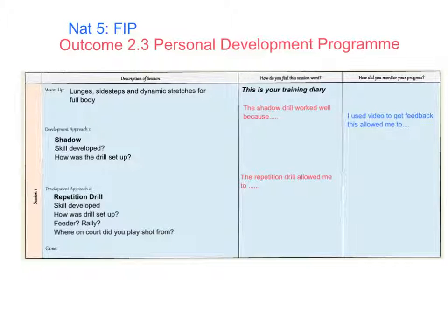Hi folks, in this video we're going to be looking at outcome 2.3 of the Factors Impacting Performance Unit Assessment in National 5 PE. What I've got on the screen here is an outline or a template that you're going to be using to create your own personal development programme. This will be working towards your target to improve an area of your performance that you've identified as a particular weakness. I'm using this template to show you how you should structure each session and also what other information you'll need to include within your training programme in order to ensure that you pass outcome 2.3.